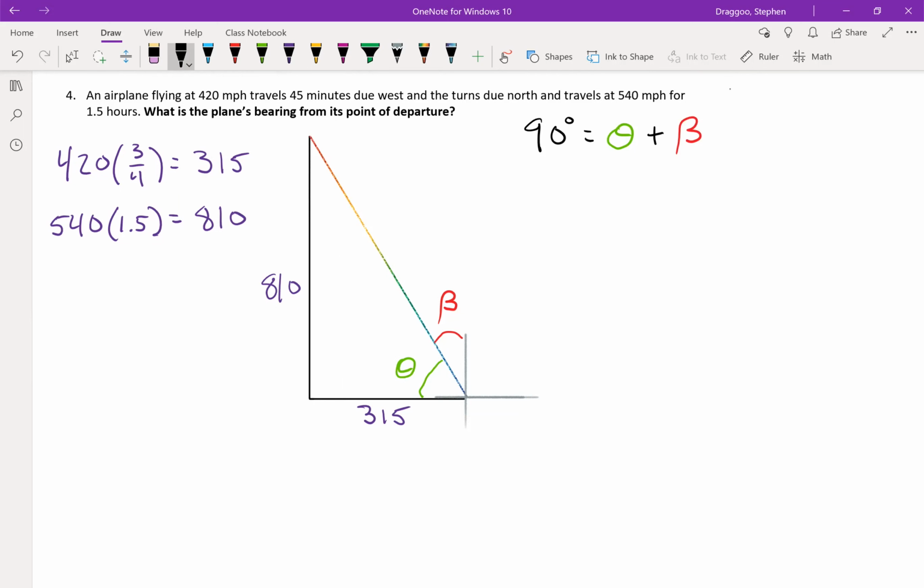So I'll set up another equation to get theta. I'm again working with my opposite and my adjacent side, which means I'm going to be looking at tangent again. So theta should be the arctangent of 810 divided by 315.